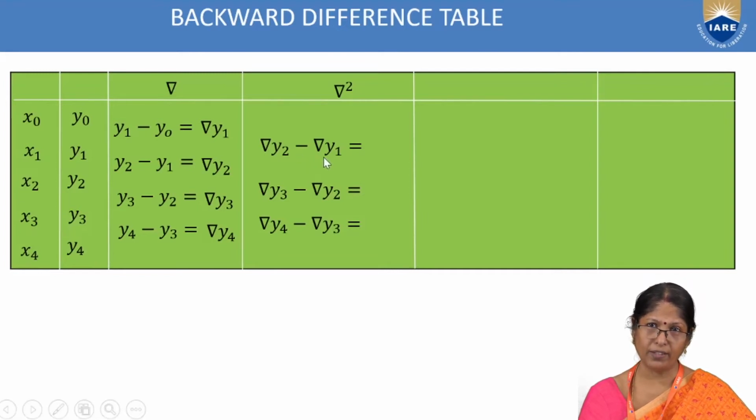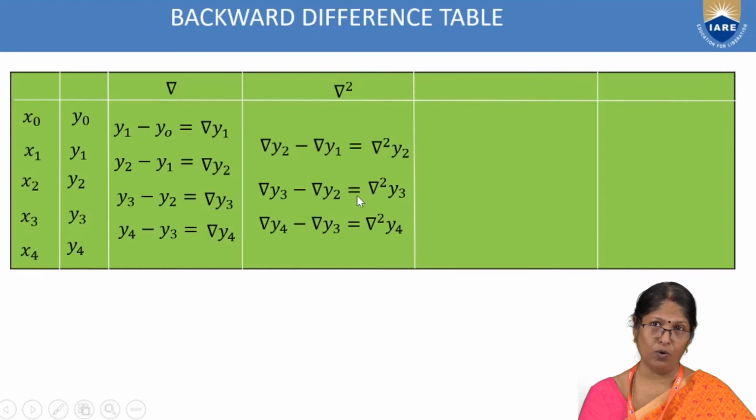Now the naming we can see here. Del y2 minus del y1 is nothing but del square y2. Coming to the next one, del y3 minus del y2 is nothing but del square y3. The last one, del y4 minus del y3, is nothing but del square y4. We completed the second backward difference.